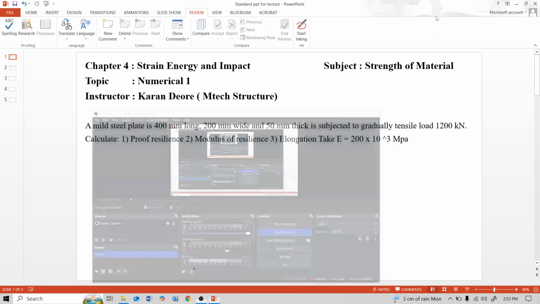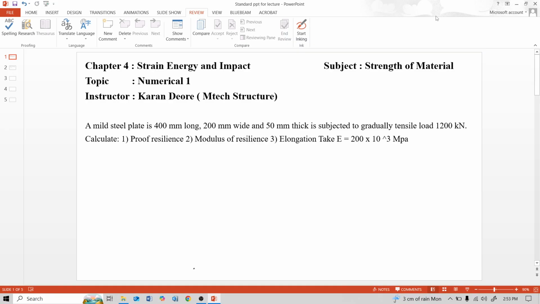Today in this video lecture, we will see numericals on the strain energy and impact chapter. Numerical: a mild steel plate is 400 mm long, 200 mm wide and 50 mm thick. It is subjected to a gradually applied tensile load of 1200 kN. Calculate proof resilience, modulus of resilience, elongation, and take modulus of elasticity as 200 into 10 raised to 3 MPa. So, we will see this numerical thoroughly.